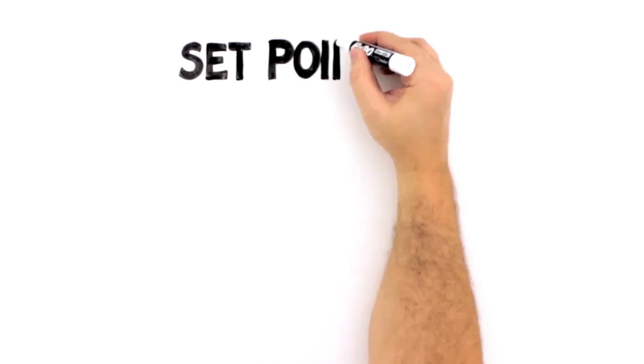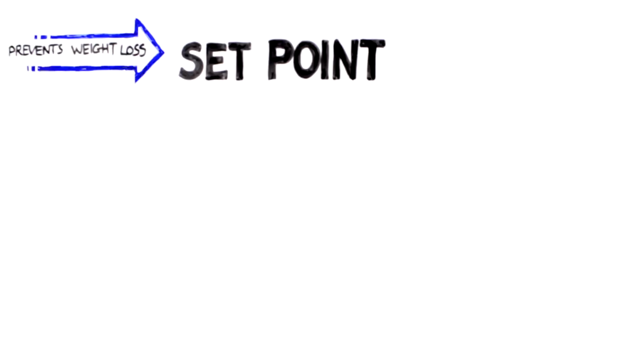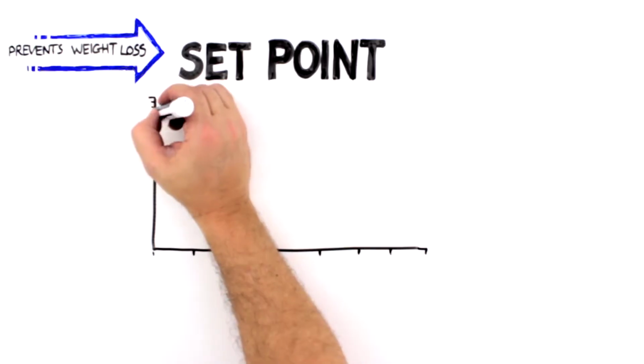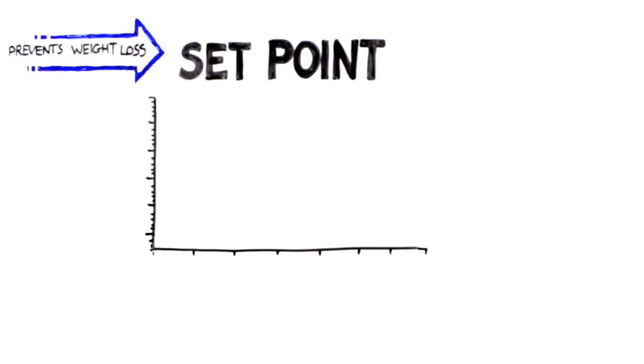Okay, so if the set point system prevents us from losing weight, why doesn't it also protect us from gaining weight and developing obesity in the first place? It actually takes a perfect storm to cause an obesity epidemic.